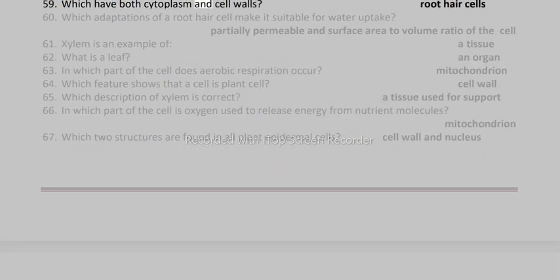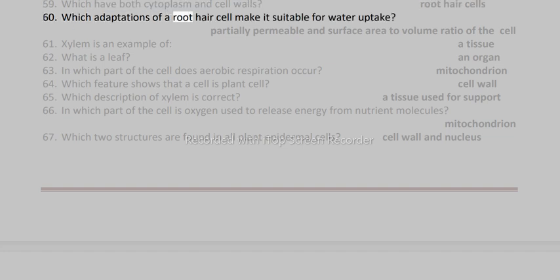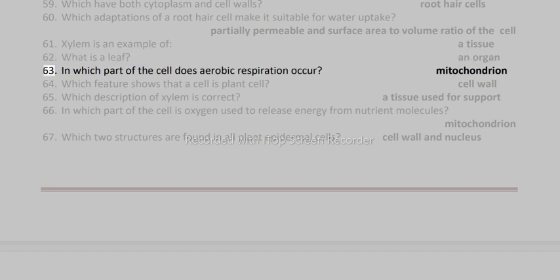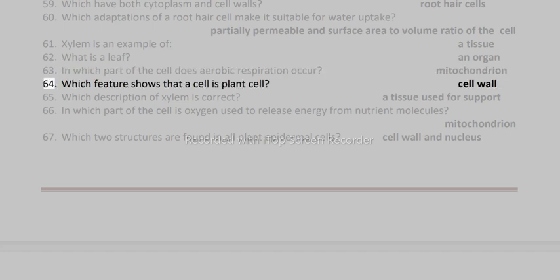59. Which have both cytoplasm and cell walls? Root hair cell. 60. Which adaptations of a root hair cell make it suitable for water uptake? Partially permeable membrane and large surface area to volume ratio of the cell. 61. Xylem is an example of a tissue. 62. What is a leaf? An organ. 63. In which part of the cell does aerobic respiration occur? Mitochondrion. 64. Which feature shows that a cell is a plant cell? Cell wall. 65. Which description of xylem is correct? A tissue used for support.